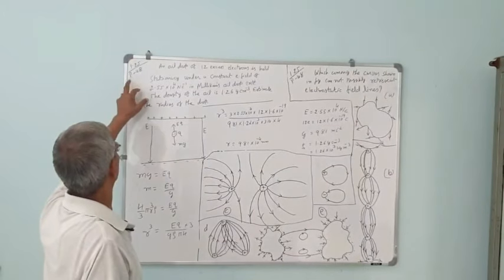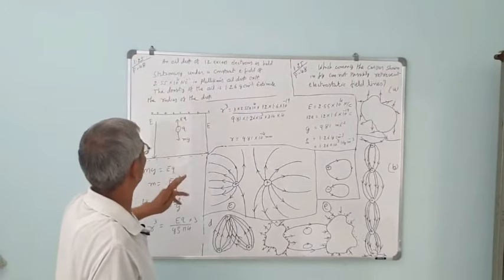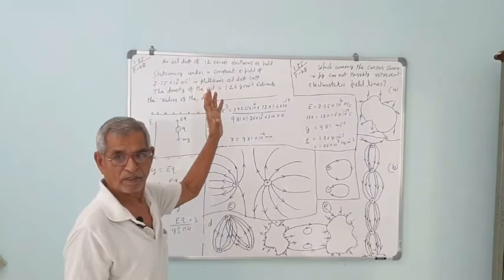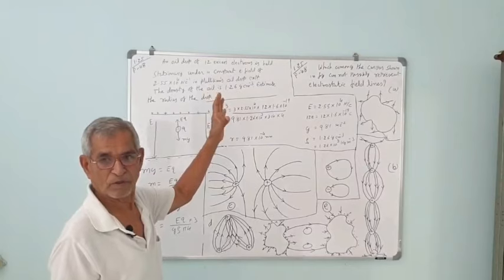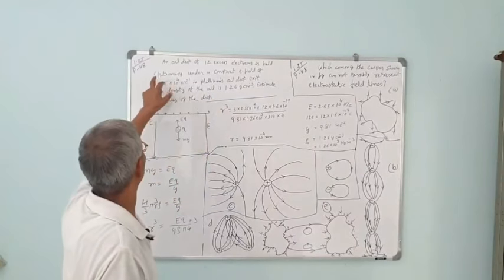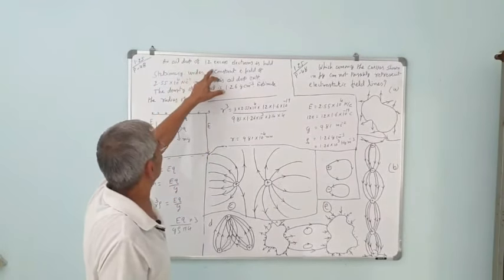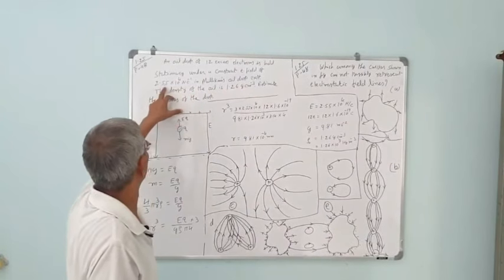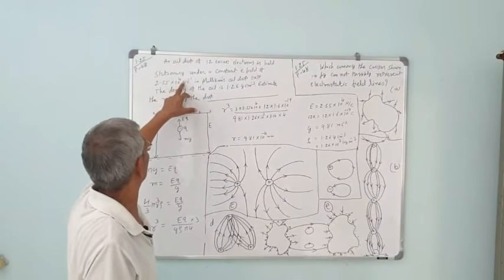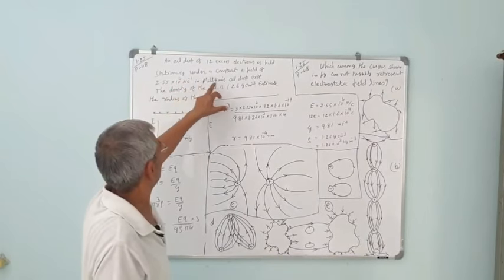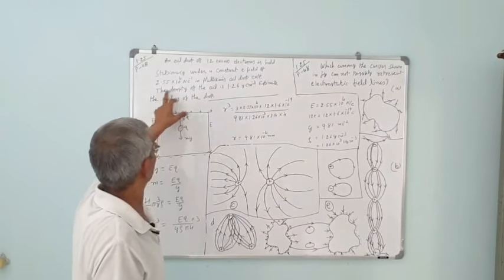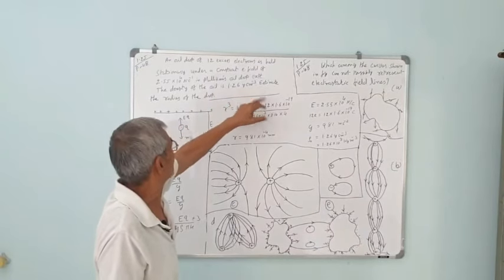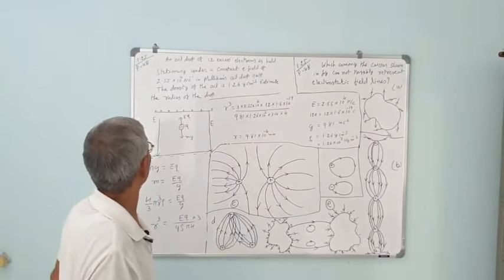Now example 1.25, page number 48, is Millikan's oil drop experiment example, who discovered the electric charge of an electron by his oil drop experiment. An oil drop of 12 excess electrons is held stationary under a constant electric field of 2.55 multiplied by 10 raised to power 4 Newton per Coulomb in Millikan's oil drop experiment. The density of the oil is 1.26 gram per centimeter cube. Estimate the radius of the drop.